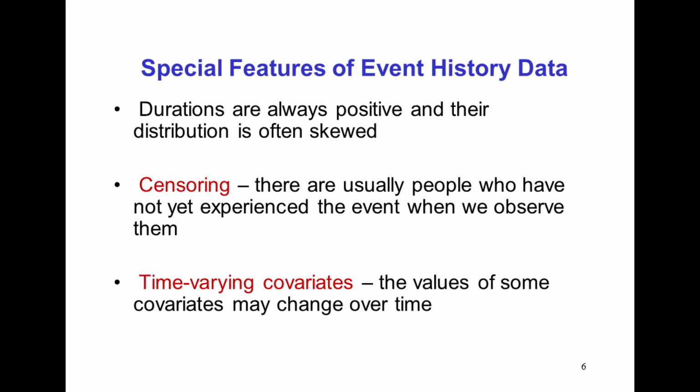We call these time-varying covariates. So event history analysis can bring this information in and look at how the timing of an event changes in response to changes in some covariates or predictors.